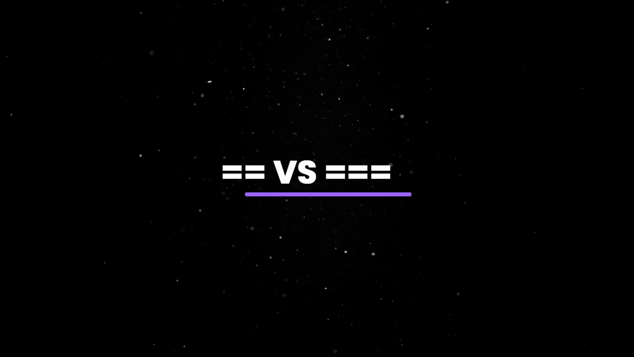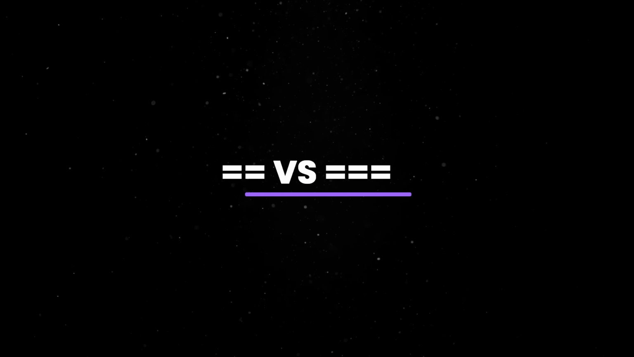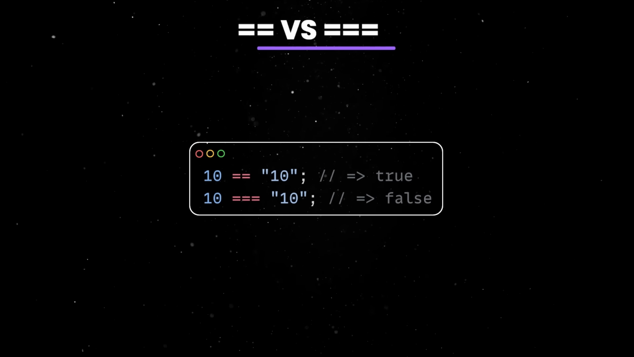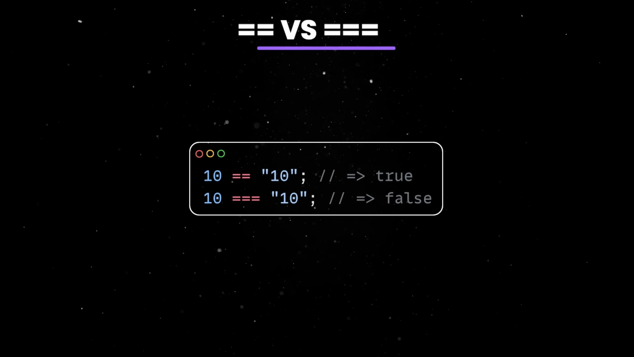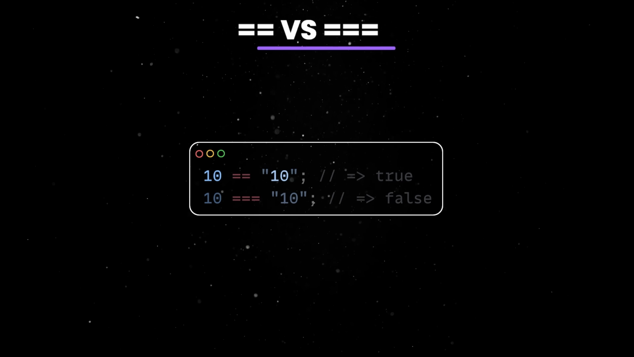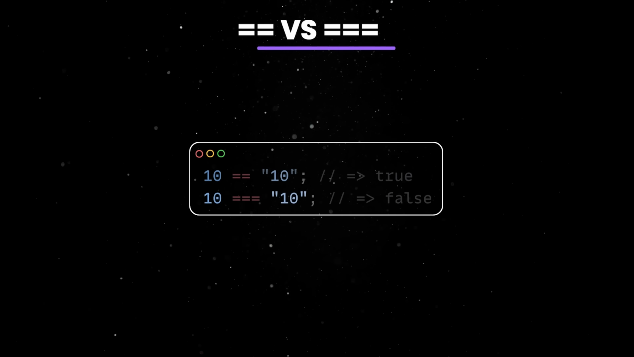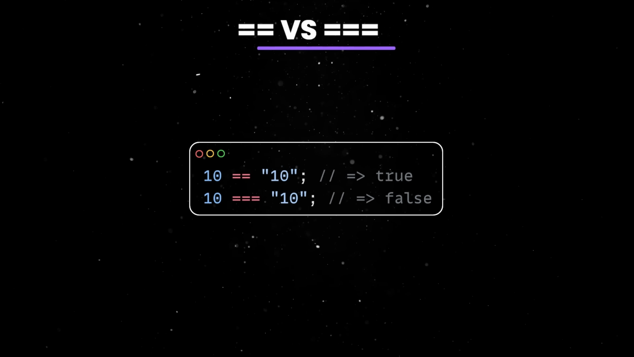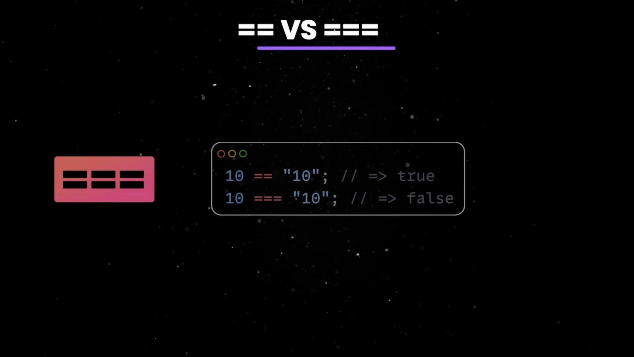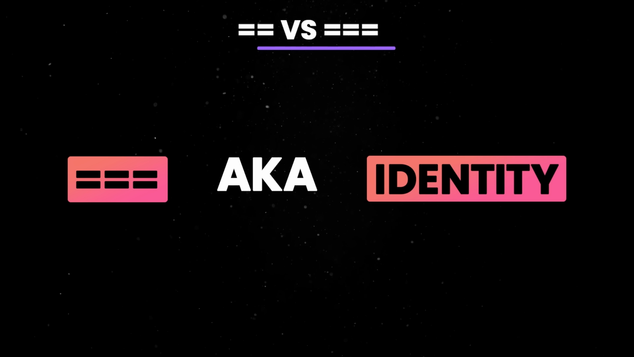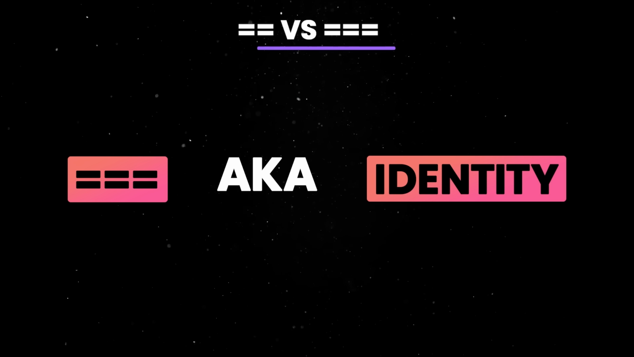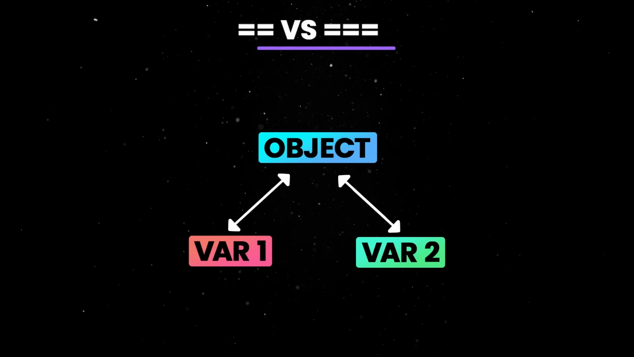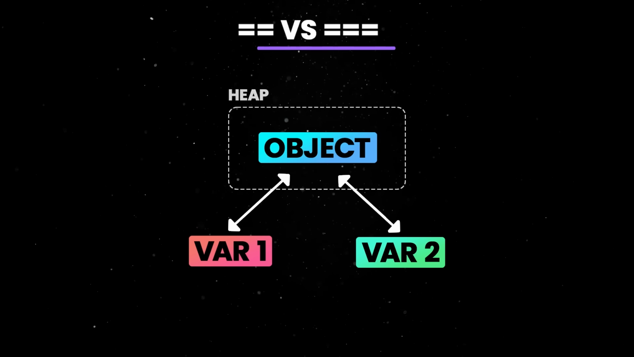Equality versus strict equality is probably the most common question in interviews for entry-level positions. In order to test for equality, you can use two equal signs or three equal signs. The difference is pretty straightforward. While the double equal operator only compares values, the triple equal operator compares both value and type. So the number 10 is equal to the string 10, but they are not strictly equal. The triple equal is also known as the identity operator, but keep in mind that in other programming languages, identity implies that the compared values are references to the same object, meaning that both variables are pointing to the same space in the heap or the stack.